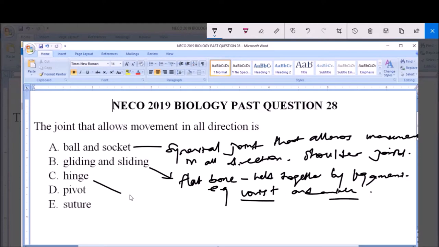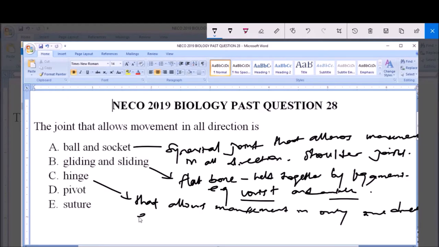Now C is hinge joint. Now hinge joint is also a synovial joint that allows movements in only one plane, that is, in only one direction, and that is flexion and extension. An example of this hinge joint is the elbow and knee joint. The elbow and knee joint is a typical example of the hinge joint.